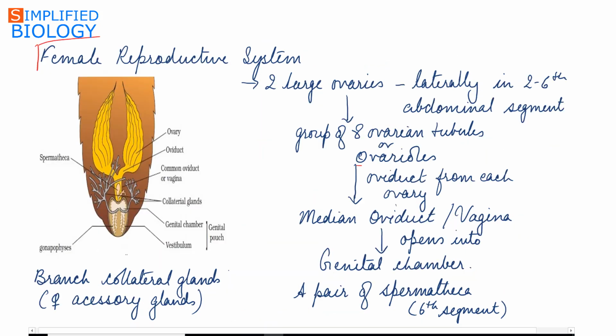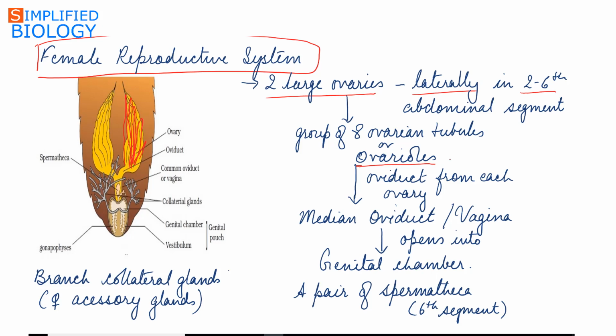Next is the female reproductive system, which consists of 2 large ovaries that lie laterally from the 2nd to the 6th abdominal segment. Each ovary consists of a group of 8 ovarian tubules, also known as the ovarioles, that contain a chain of developing ova. In each ovariole develops 1 egg.